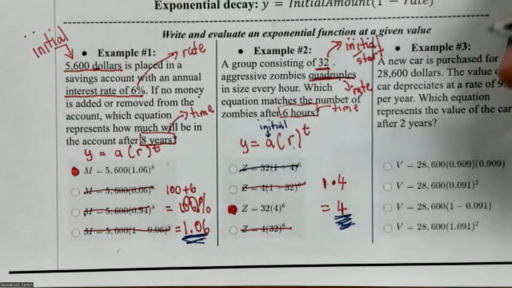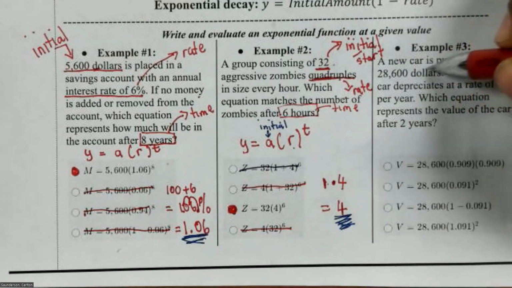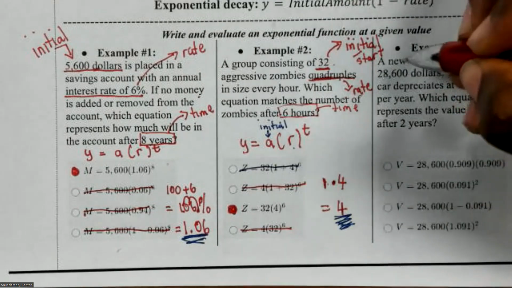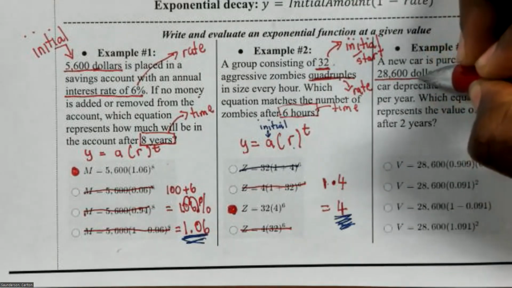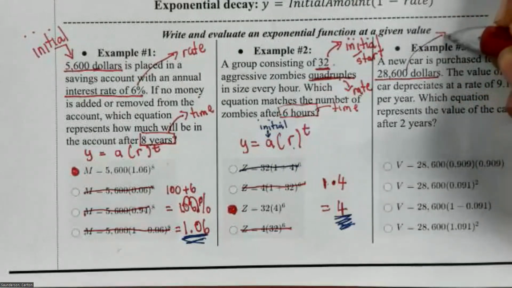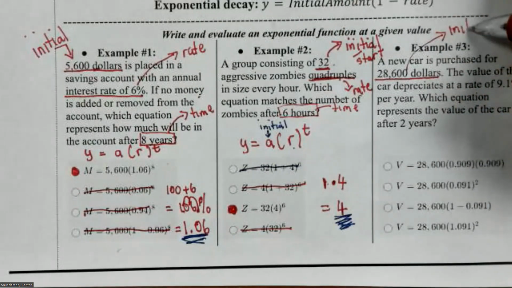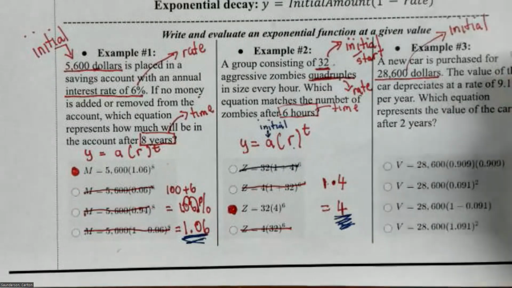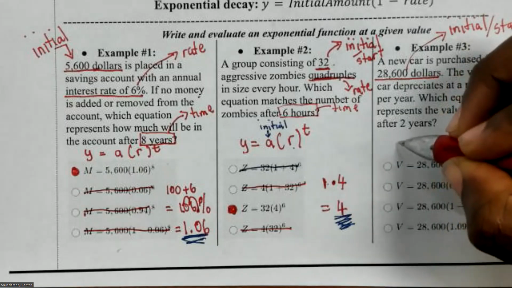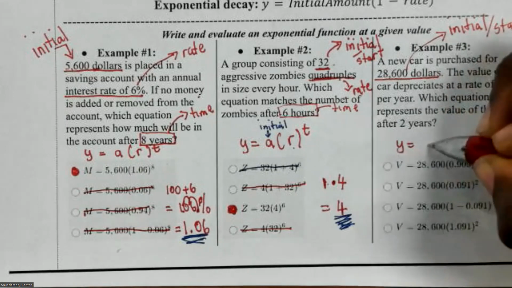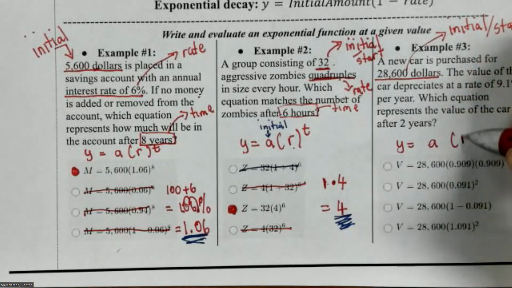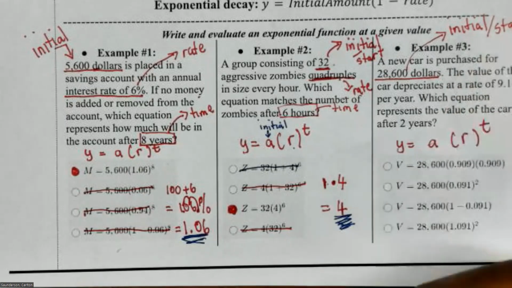So the next question. All right. So it says a new car is purchased for 28,600. That 28,600 represents the amount that you bought it for. It represents your initial value, because that's what you bought it for when you started to have that car. So when we represent it, it needs to look like the general form y equals a parentheses r to the exponent t.